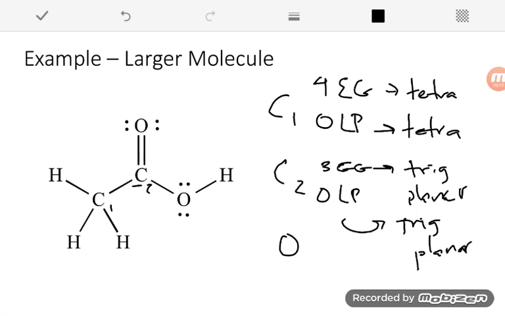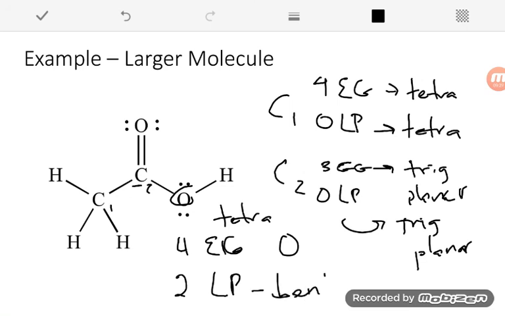Very, very simple. Finally, we'll look at oxygen here. Oxygen here has 4 electron groups. So that means his electron geometry is going to be tetrahedral. But he has 2 lone pairs, 4 electron groups, but 2 lone pairs. His molecular geometry is going to be bent. I don't have to worry about any of the other atoms because they're exterior atoms. Only need to worry about those 3 interior atoms. But I'm going to do the same exact process that I did before.